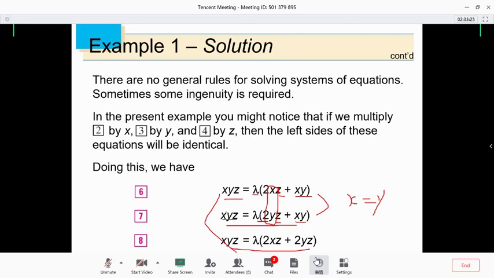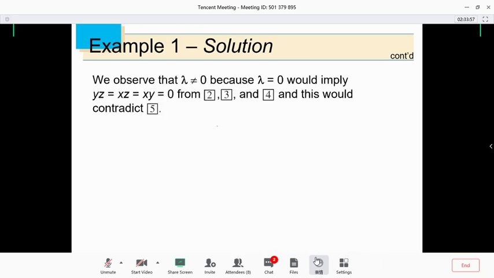The left side is equal, and the first one is equal. This one equals this one. And we know that this one will equal this one. Then we take y outside, and then we get x equal to 2z. So we get the result.